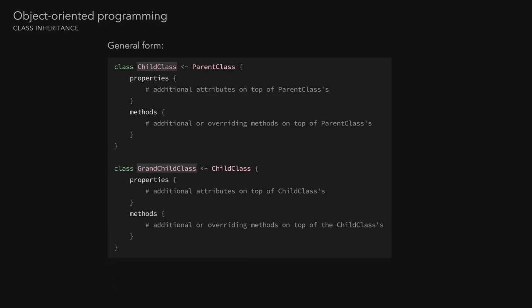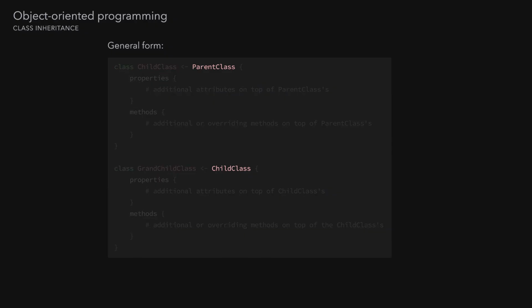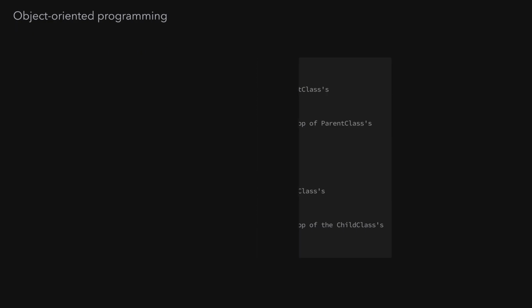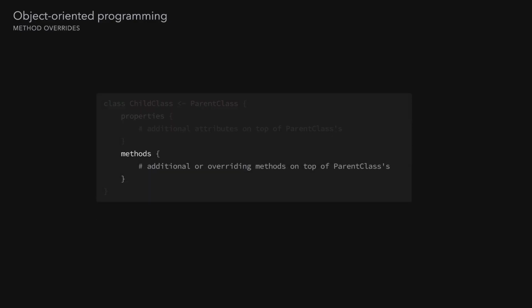A child class inherits all the properties and methods of a parent class. This avoids duplication and lets you build families of related objects. The left arrow operator indicates inheritance. Beryllium supports single inheritance, from parent to child, and multi-level inheritance, from parent to child to grandchild, and so on. Multiple inheritance, where a child inherits from multiple parents, and cyclic inheritance, where a parent inherits from its child, are not allowed. A child class can override any inherited method by declaring a method with the same signature.